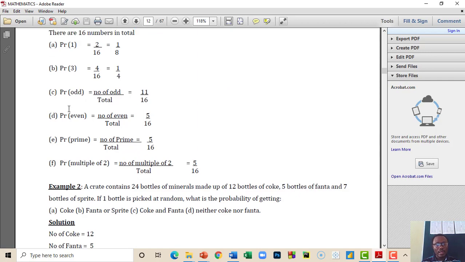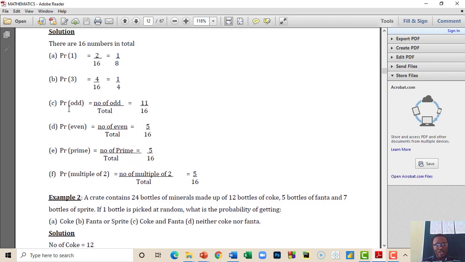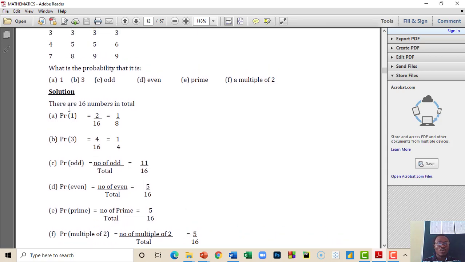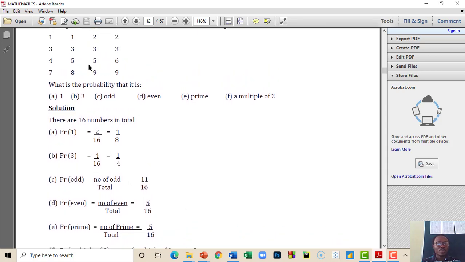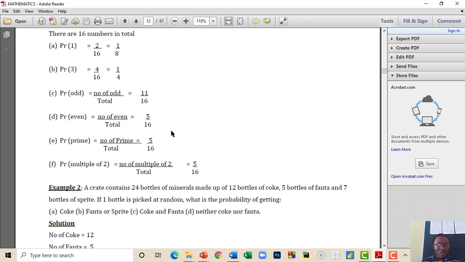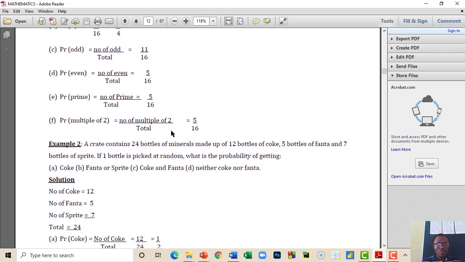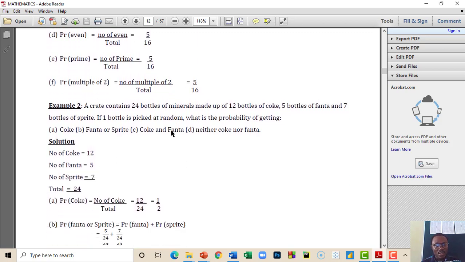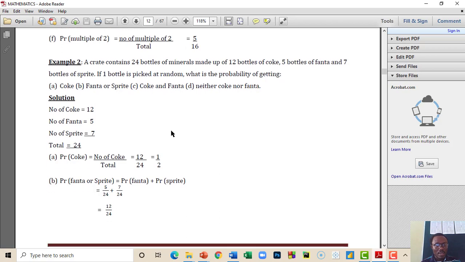Multiple of two, and this kind of question you can actually expect. Multiple of two, we come to multiple of two. We have, this is 1, 2, and this is 3, 4, 5. We have five numbers that are multiples of two. So that is 5 over 16.